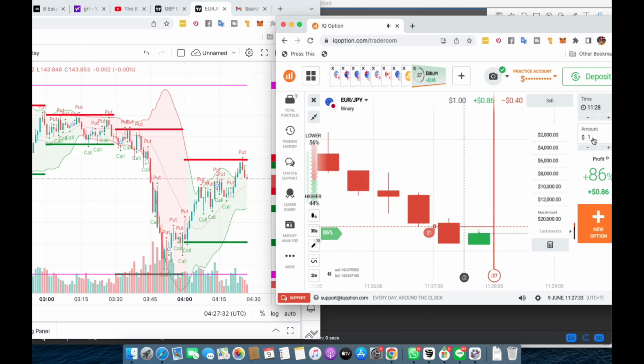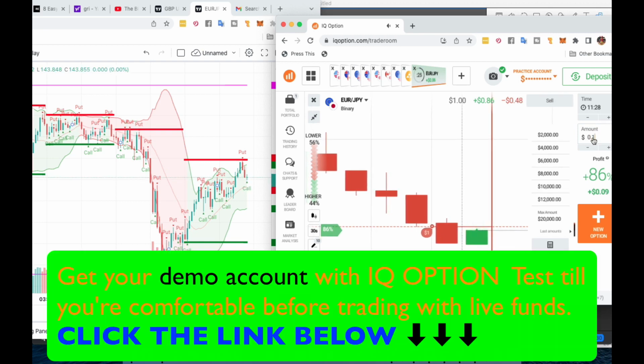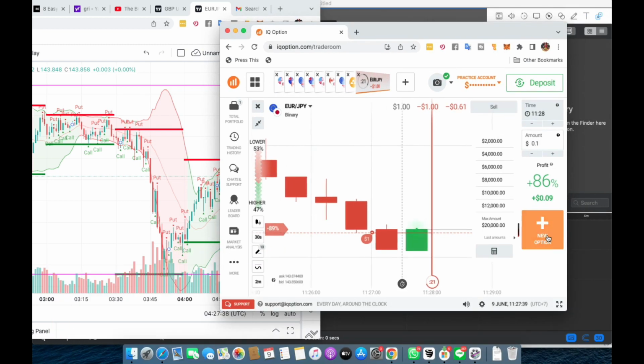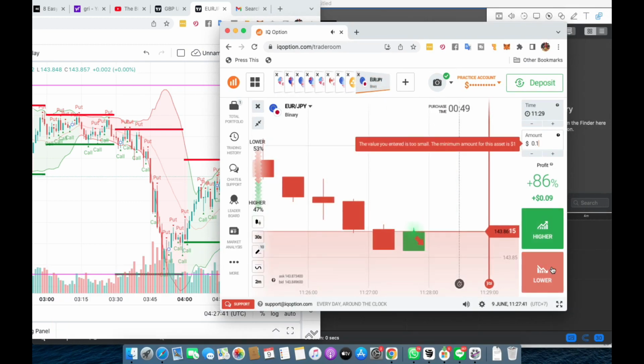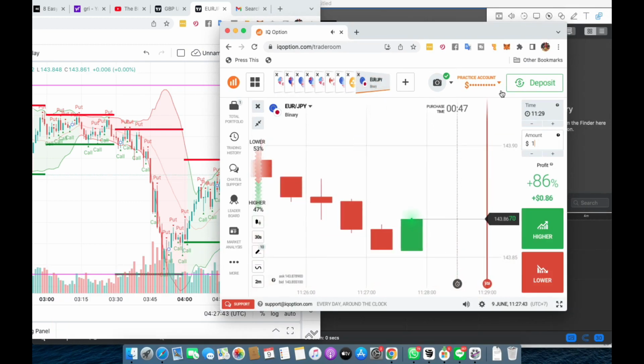It's been quite some time since I've been away from the IQ platform. Let's see if they allow us to do 0.1 trades. Let me just try that. Nope, it's still $1. Okay.